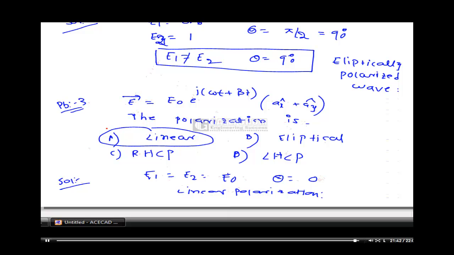So generally this type of questions we can expect in the examination from the polarization topic. Particularly they will give a wave equation and ask what type of polarization it is. So we just have to compare the amplitudes and the phase angle.